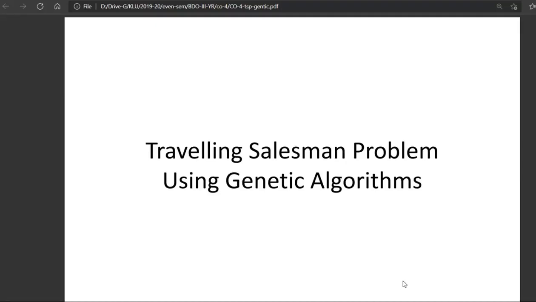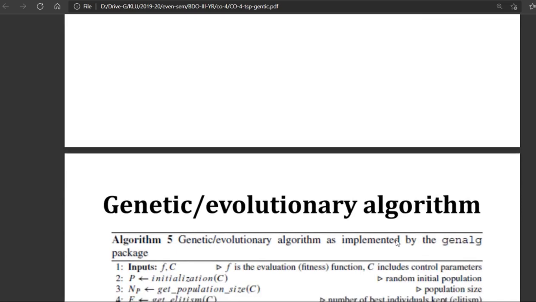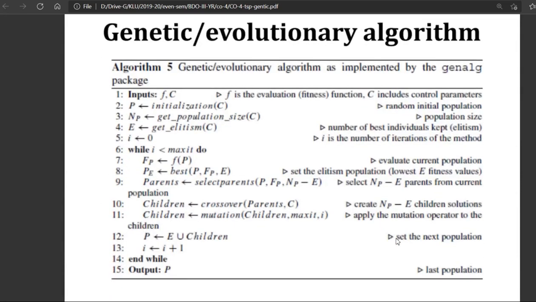Welcome students. Today we will discuss the traveling salesman problem using genetic algorithm. First of all, let us recap what is happening in the genetic algorithm. Let us understand briefly about the genetic algorithm.